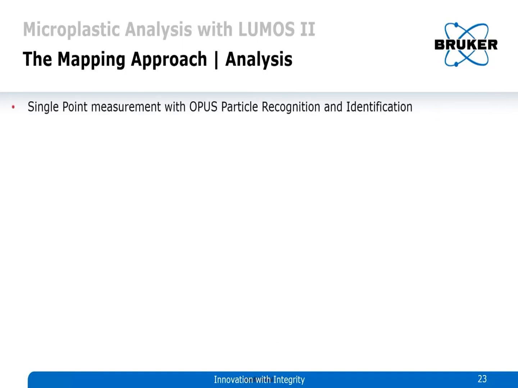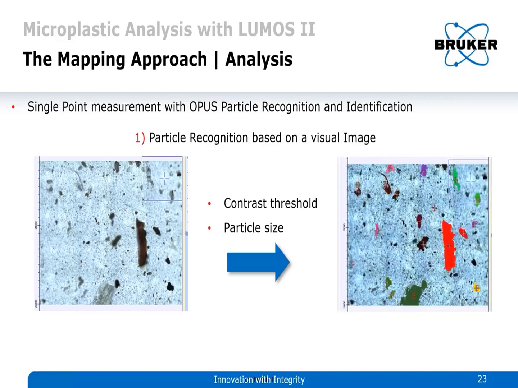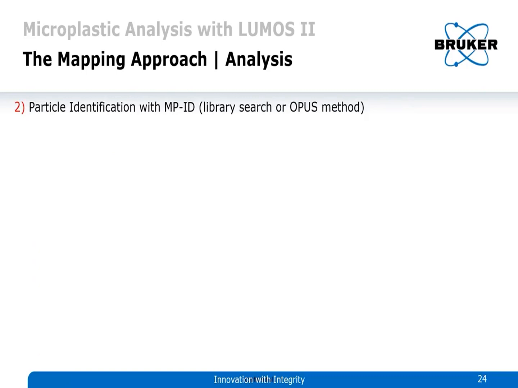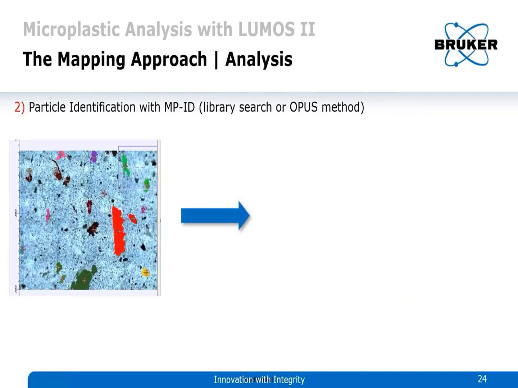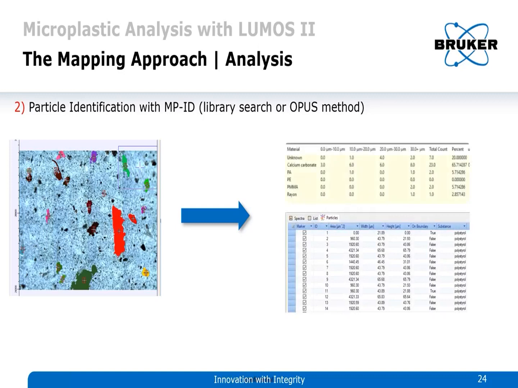So when we use the mapping approach, we have the Opus particle recognition, finding all the particles based on the visual image as a first step, where we can set a contrast threshold because we're binarizing the image, and define a particle size range in which we are looking for them. Then we will see all the individual particles that fit these criteria identified, and they are measured automatically. The second step is the particle identification with a functionality we call MPID, which can also be combined with library search or different Opus methods. This provides us with a list of particles, their identity, and also an overview over the found particles and statistical information.